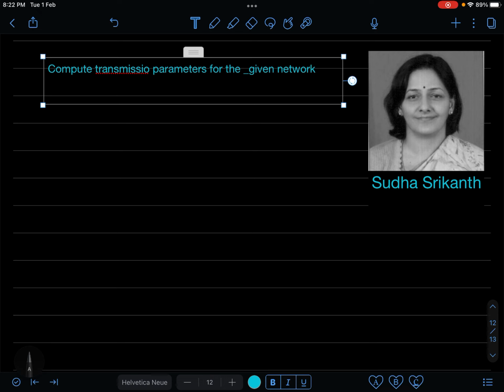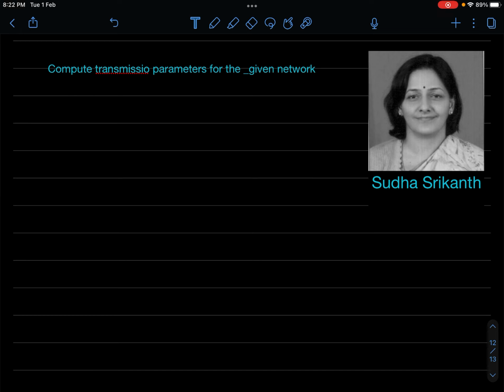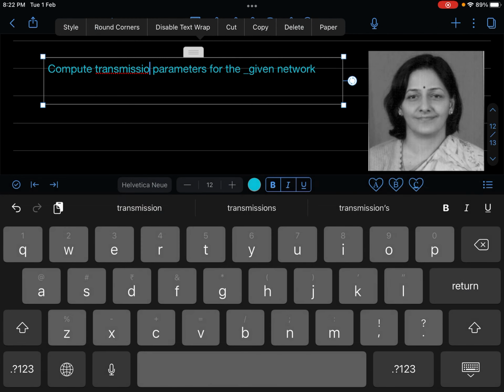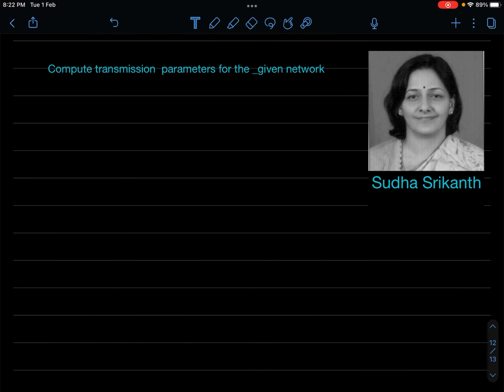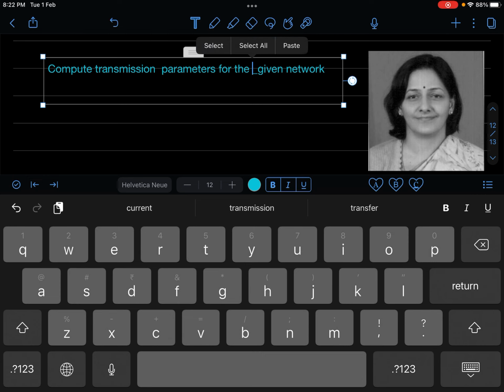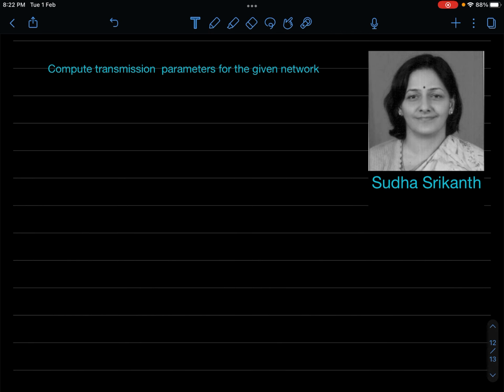Okay, here there is one S, that is N, that is missing. Let me write it. I will type instead. Okay, so let's write the network. This also I'll delete. There is one underscore. All right. Okay, compute transmission parameters for the given network.